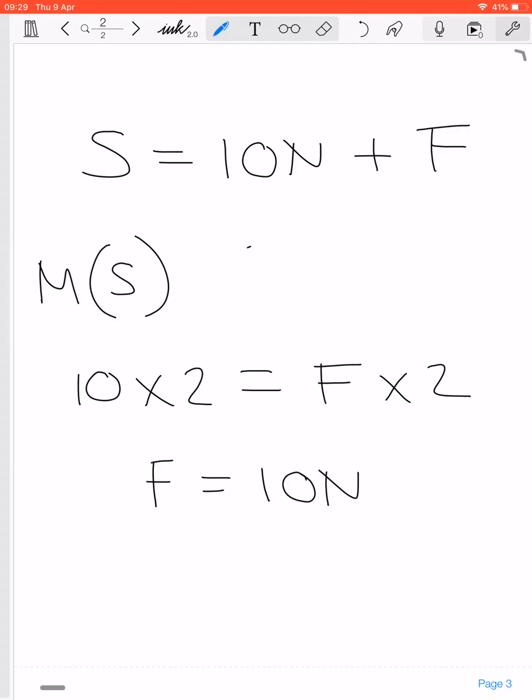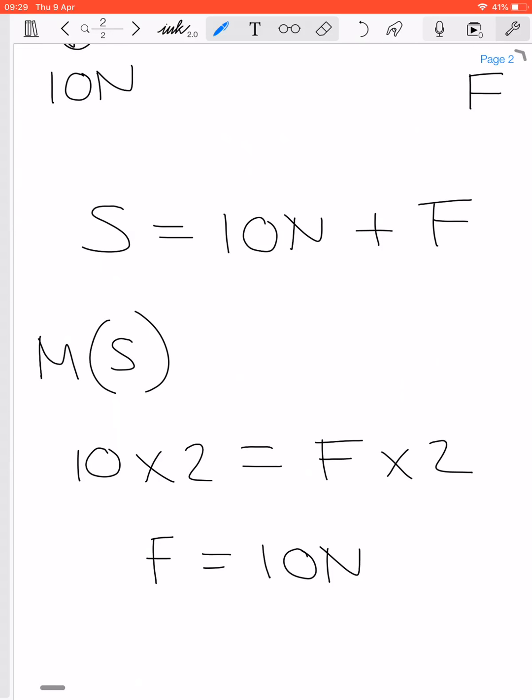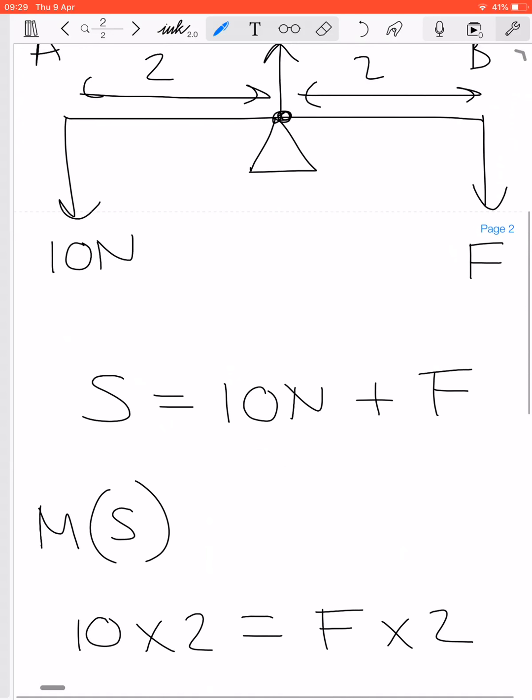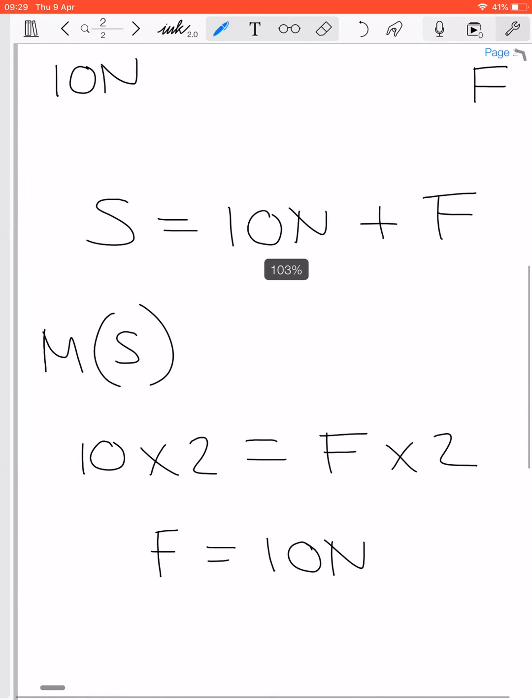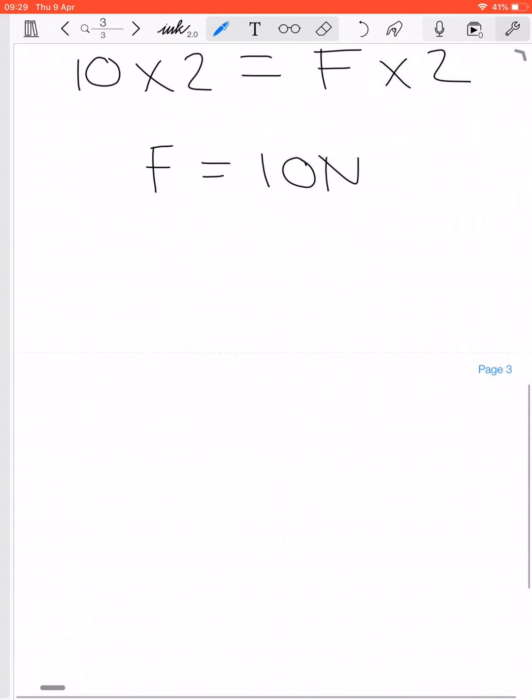Now, we know if we pop that back in, that S should equal 20 newtons because S is supporting both of them. But let's try and prove it an alternative way. This time, let's take moments about B. So we're going to take moments about this point. And we're going to have to start considering which way things move, because you can see that S goes up and 10 goes down. And we're always talking about moments being the turning effect of a force.